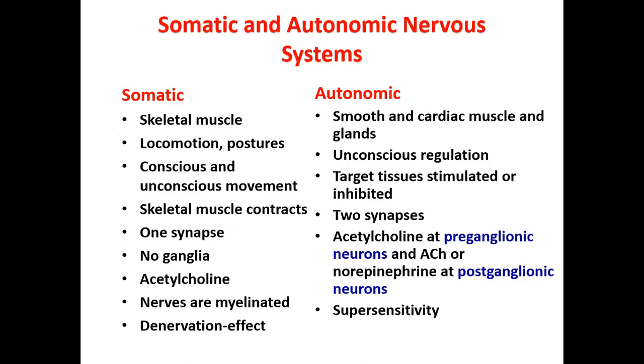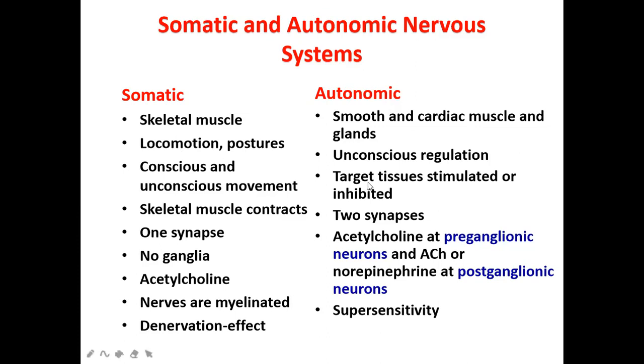The somatic nervous system is called the voluntary nervous system. Autonomic is the involuntary nervous system. The somatic nervous system is mainly present in skeletal muscle, whereas autonomic innervates smooth and cardiac muscle and glands. Somatic is for locomotion and posture, and autonomic is for unconscious regulation. Somatic involves both conscious and unconscious movement.